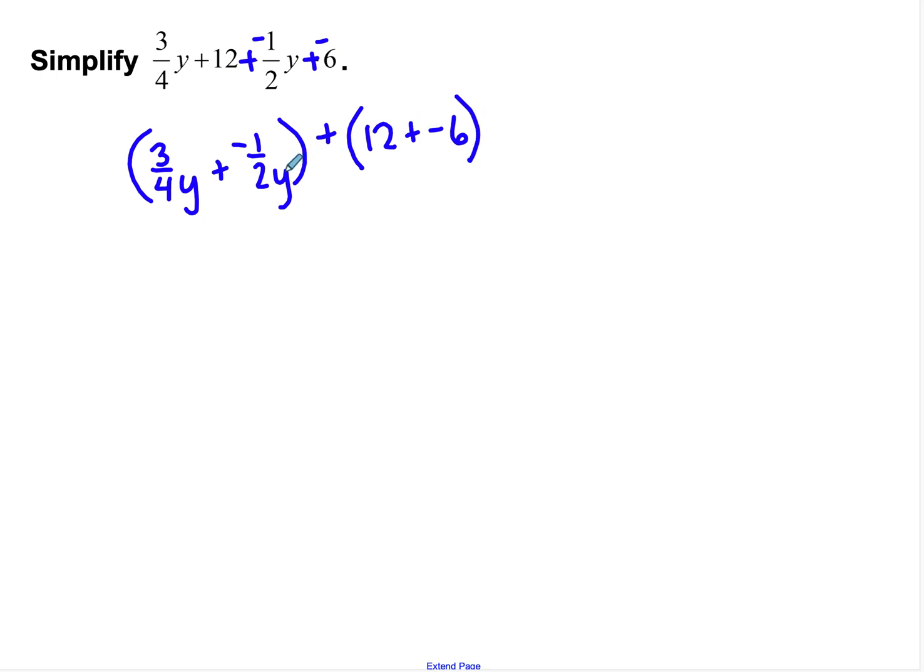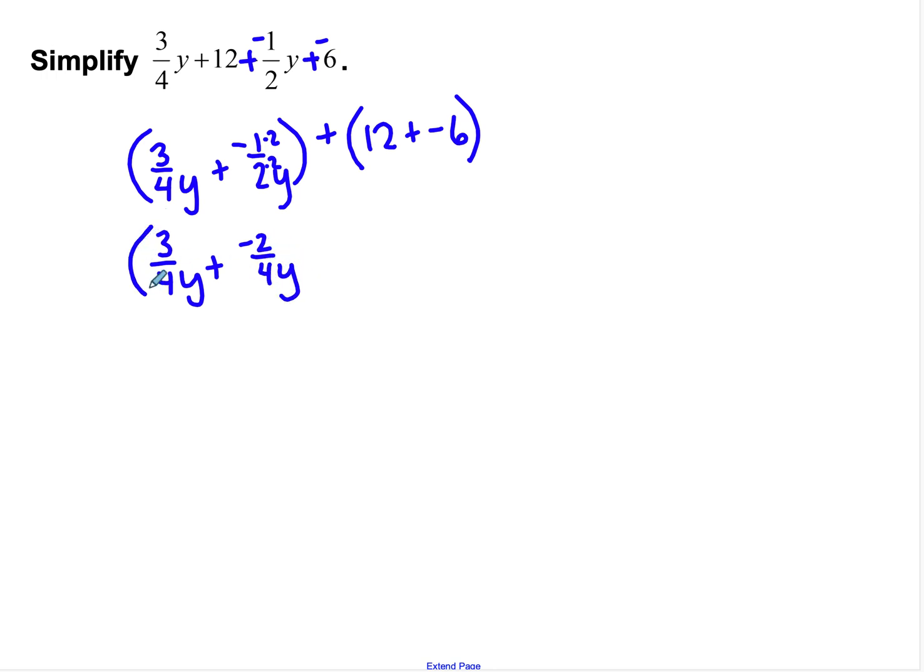All right, so now I have my like terms. I have my y's together, and then I have my constants together. So I'm ready to add. I do need to make sure for the fractions I have a common denominator. I'm going to use fourths. So I'm going to multiply these by 2. All right, so now I have 3/4 y plus negative 2/4 y.